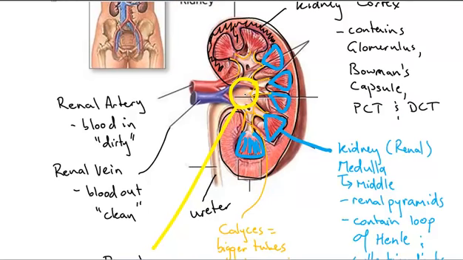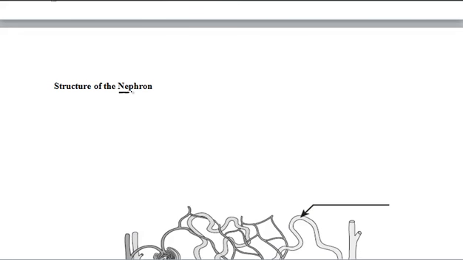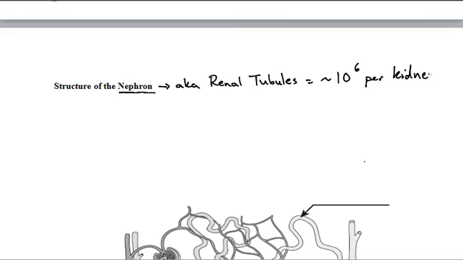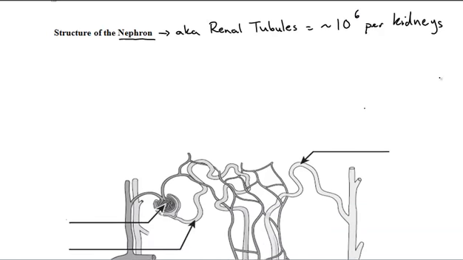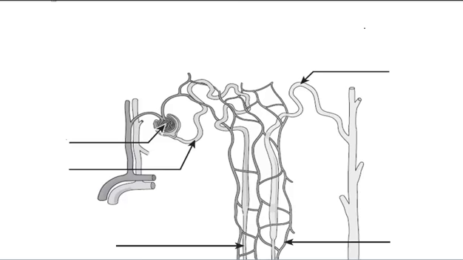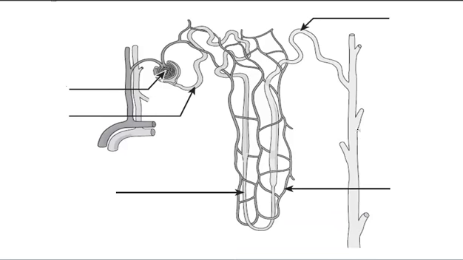But what we need to look at is what makes up this tissue. And they're made up of something called nephrons. Nephrons have many names. They are also known as renal tubules, because they're microscopic tubes, and there's approximately a million of them, 10 to the 6, per kidney. And it's these nephrons, or tubules, that actually make up the cortex and medulla of the kidney. And if you look at them, they're microscopic, but if you were able to zoom in, each single one of them would have a structure like this, and you're going to repeat that over a million times over.